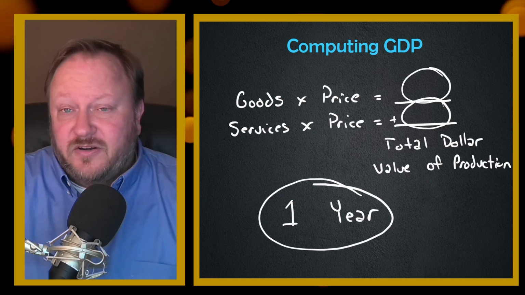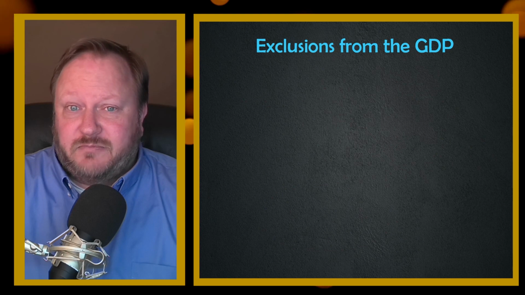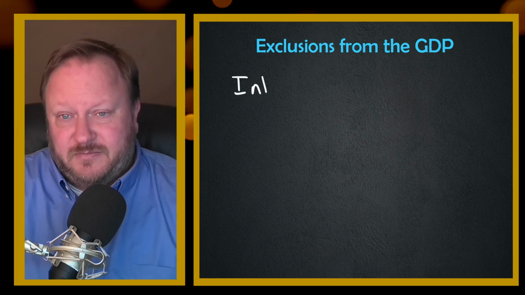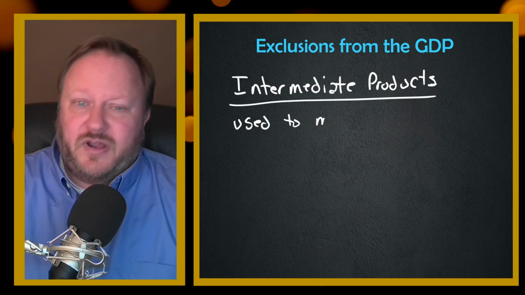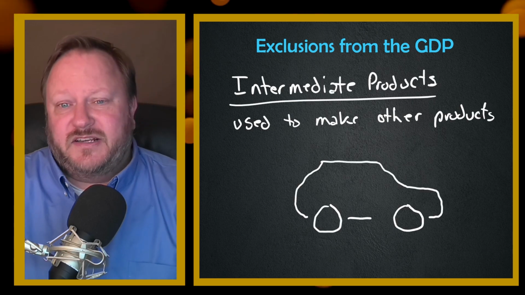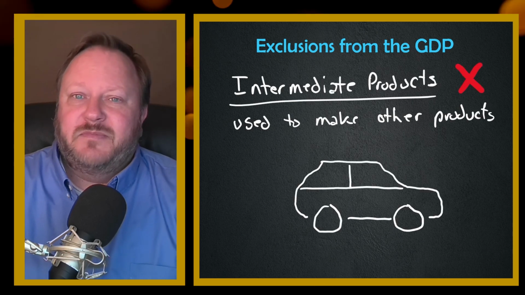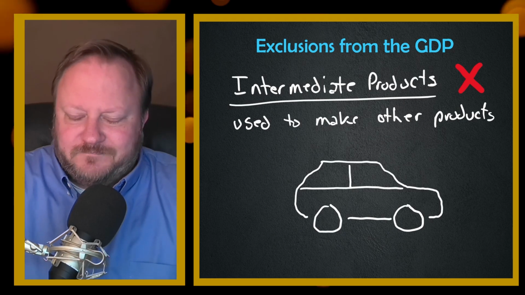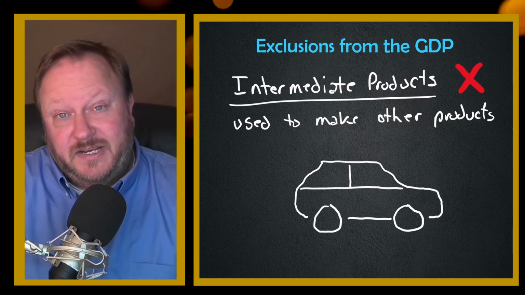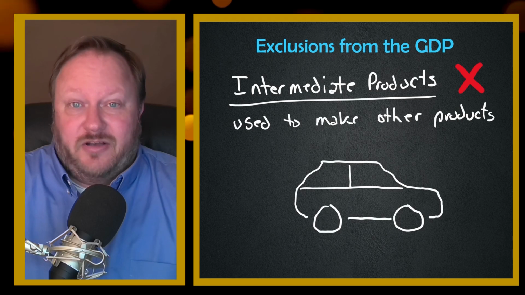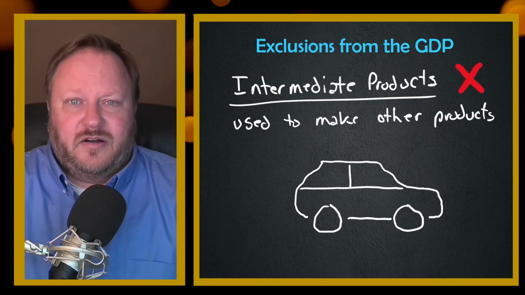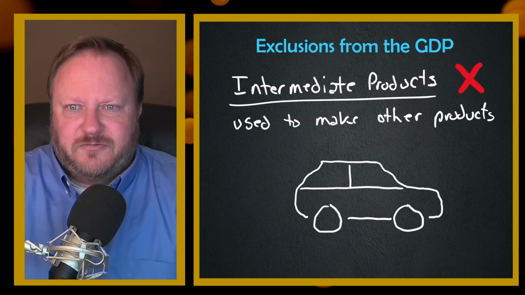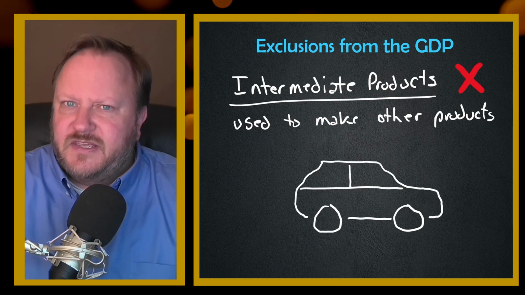Now, there are some things that aren't going to be included in the gross domestic product. For instance, intermediate products. These are products that are used to make other products already counted in gross domestic product. So let's think about this. Let me give you an example. Let's say that you're a car company and you sell a car. What goes along with that car? Many things, right? There are many different products that are included within the vehicle.